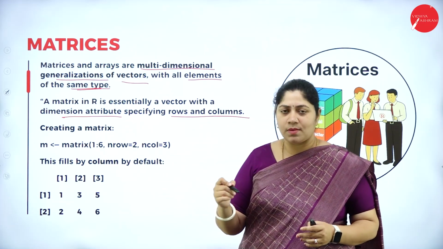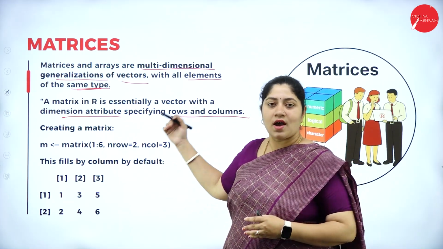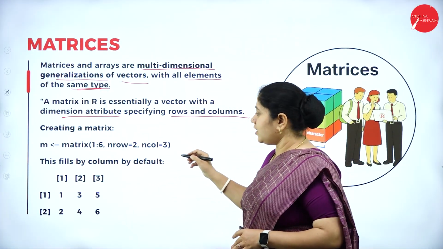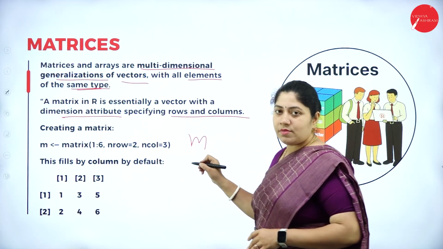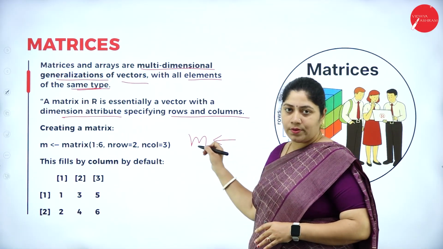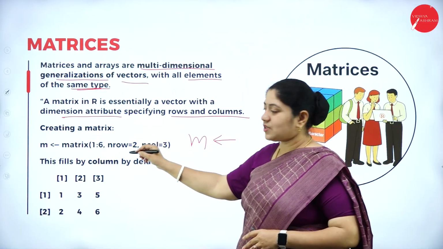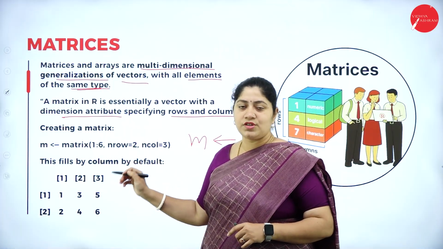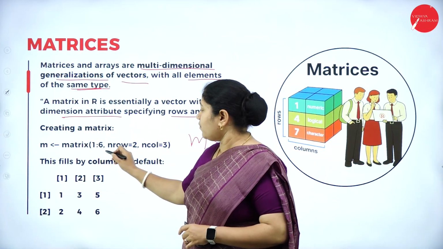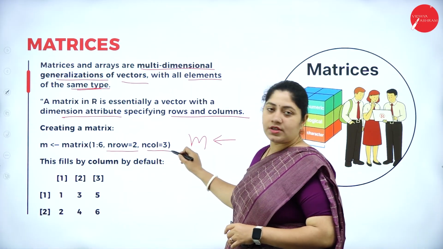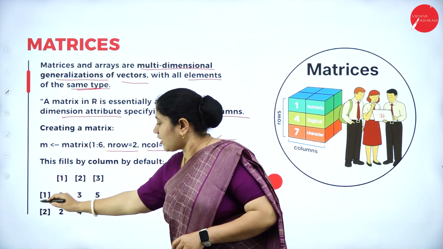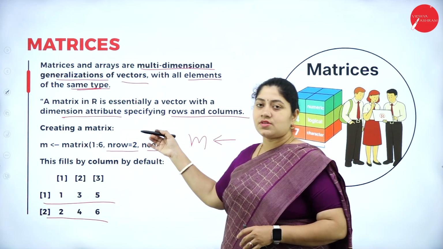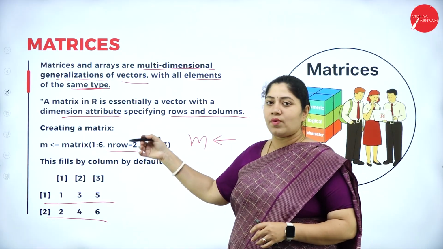Now let's consider an example of how to create a matrix in R language. So let's create a matrix. As we know, the assignment operator is an arrow. Now how is it represented? It's matrix(1:6). It should have the elements from 1 to 6, but the number of rows is 2 as well as the columns is 3. So it will be something like this. The number of rows will be 2 and the number of columns will be 3. So this is the representation as well as the creation of a matrix in R.